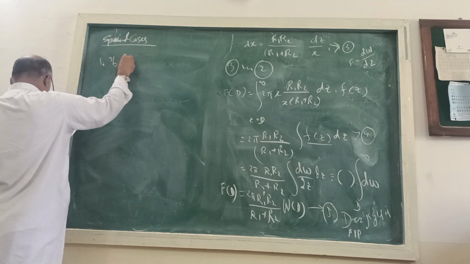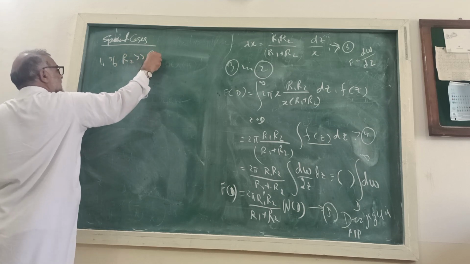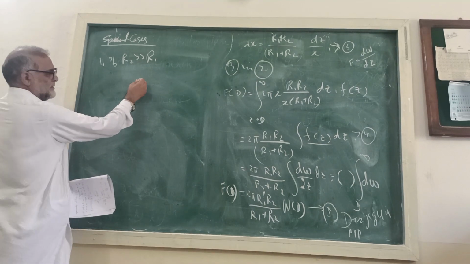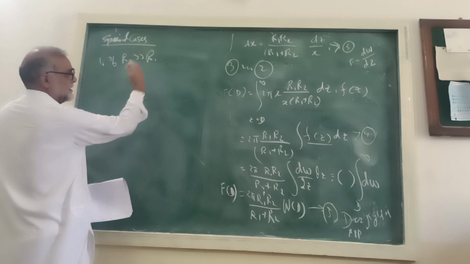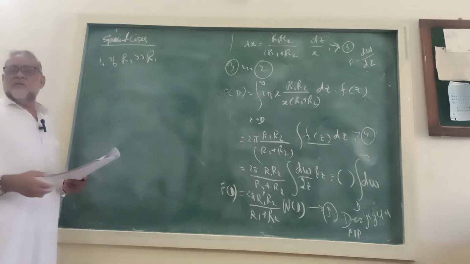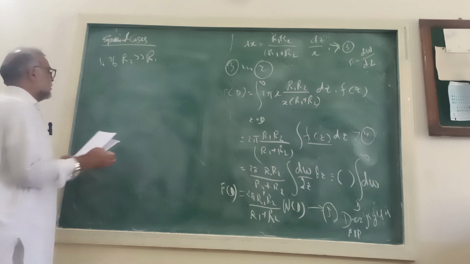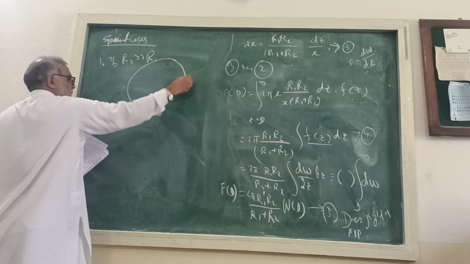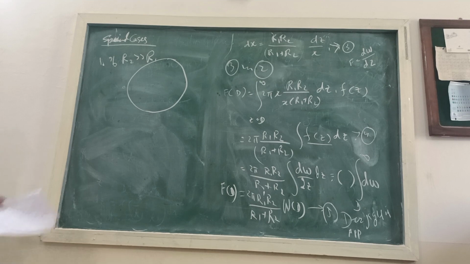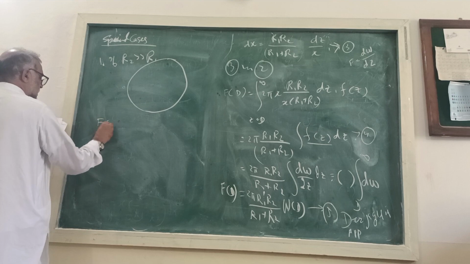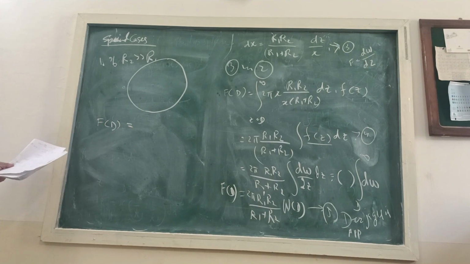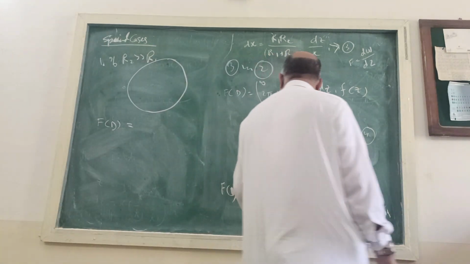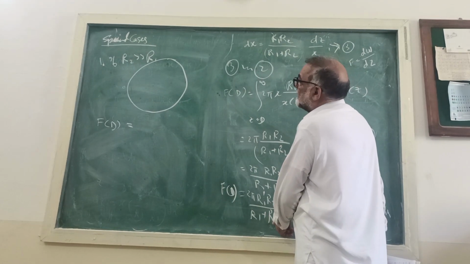If R2 is very much greater than R1, then the force of the second one, F of D, will be equal to, with R2 very greater than R1.